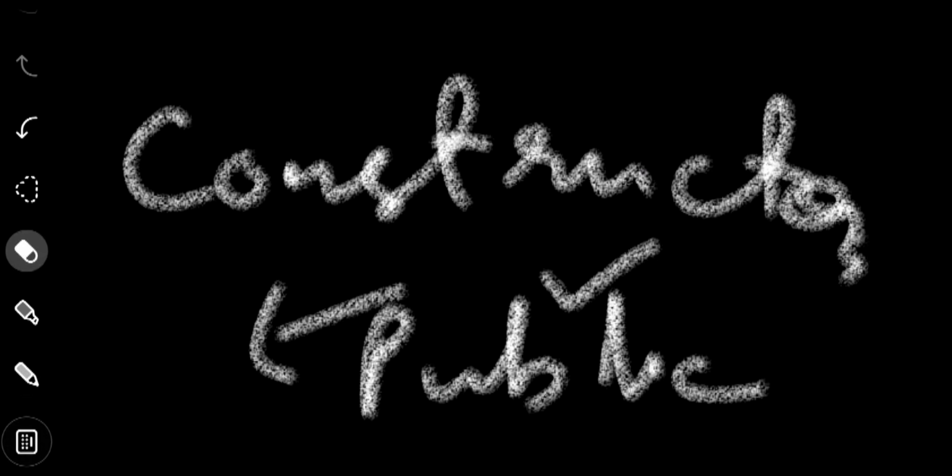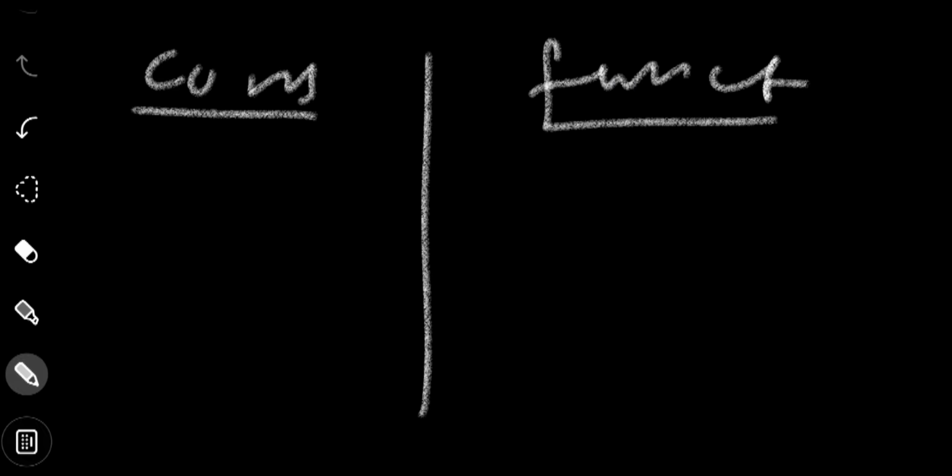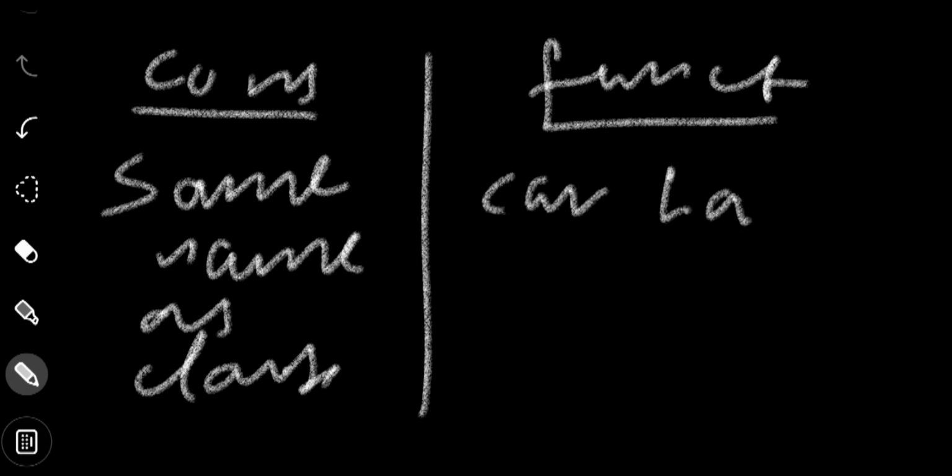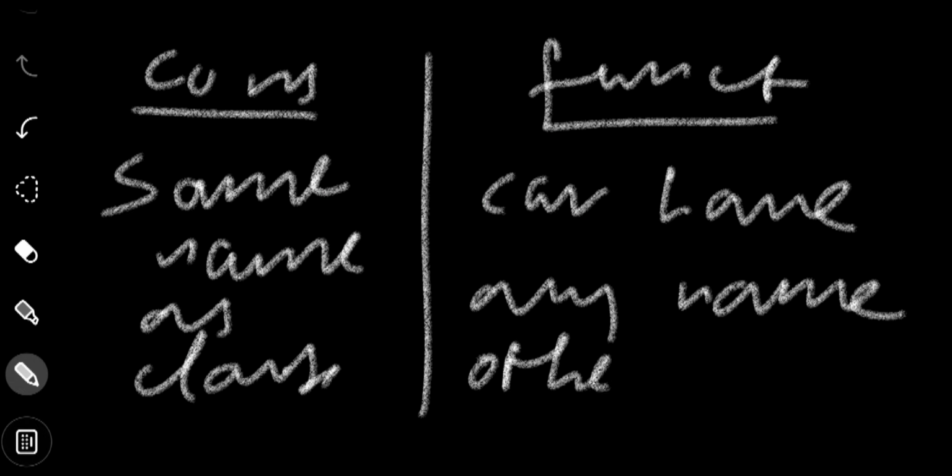There are certain differences between constructors and methods. One of the significant differences is that constructors usually have the same name as the class name. So I'll just define the differences. This is constructor, this is function. A constructor has the same name as the class, and a function can have any name other than the class name.